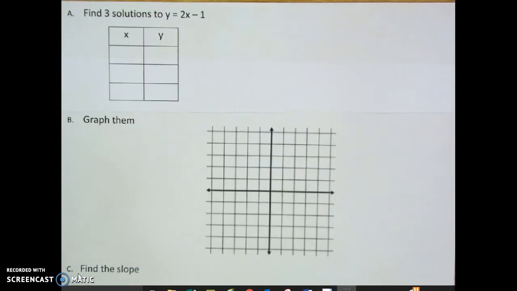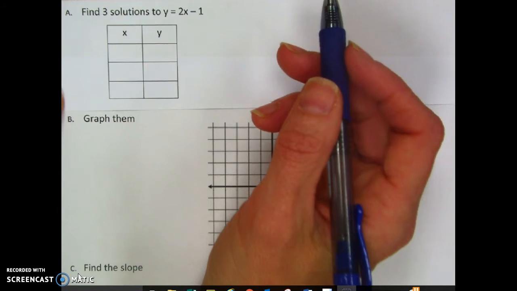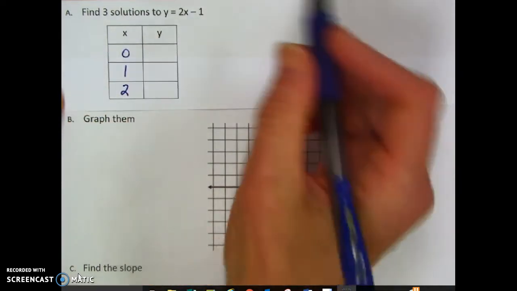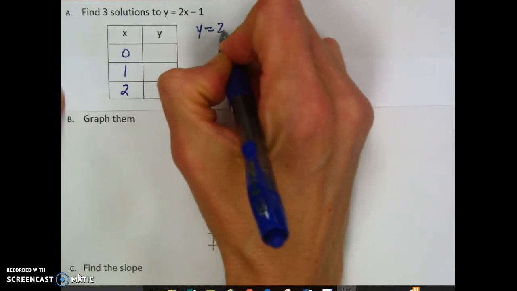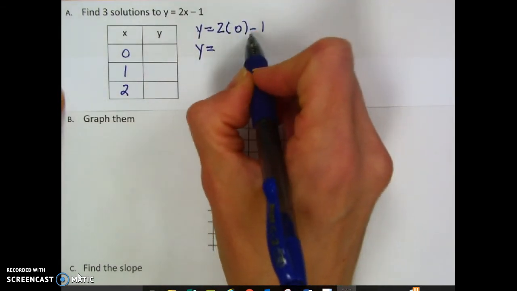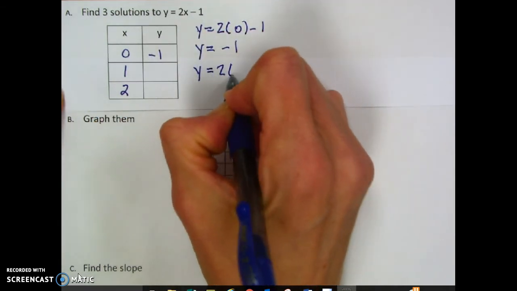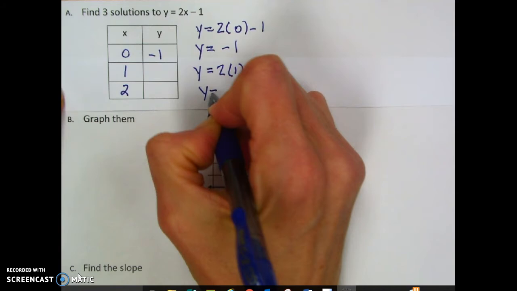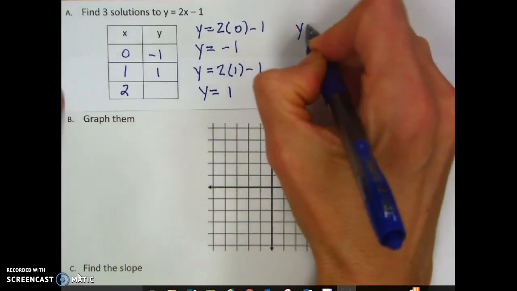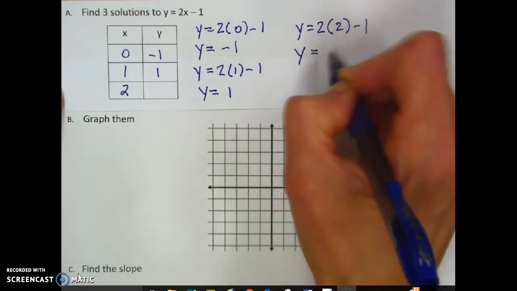Okay, so here's another one for us to try. Let's see if it works again. Find 3 solutions to this. This time I'm going to pick 0, 1, and 2. So if I put 0 in here for x, 2 times 0 is 0, take away 1 is -1. If I put 1 in for x, 2 times 1 is 2, take away 1 is 1. And if I put 2 in, 2 times 2 is 4, take away 1.